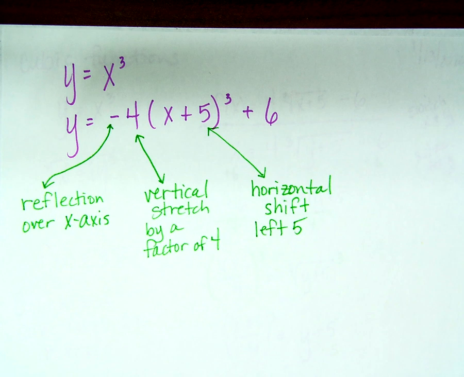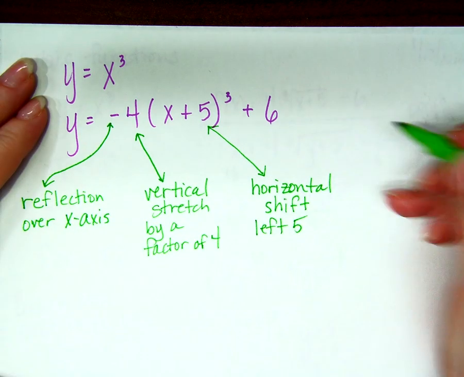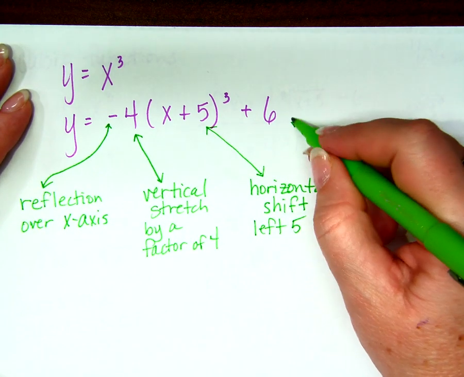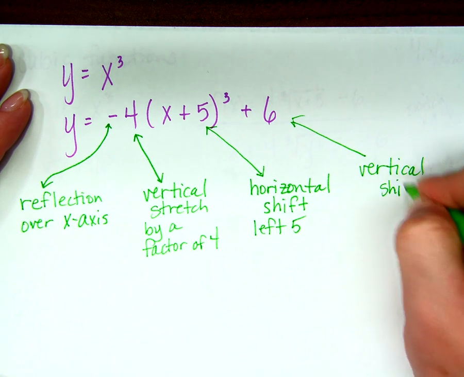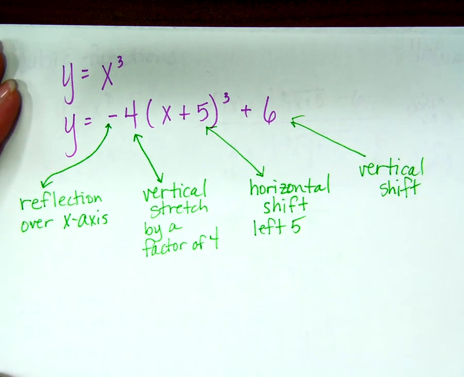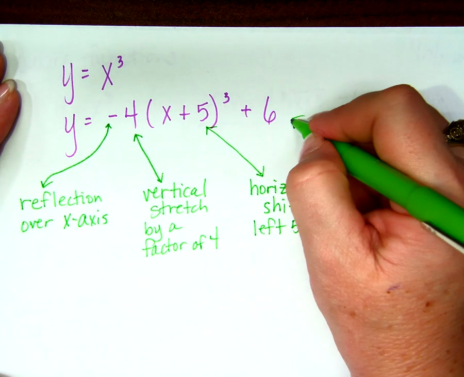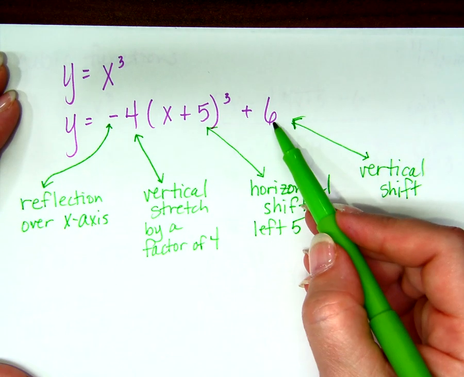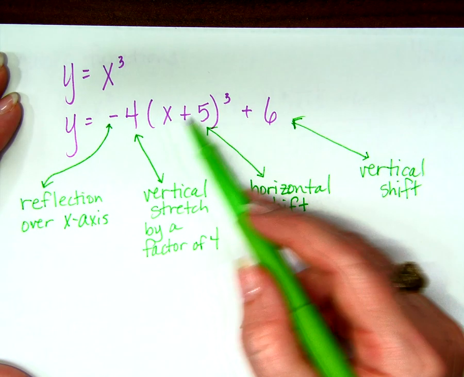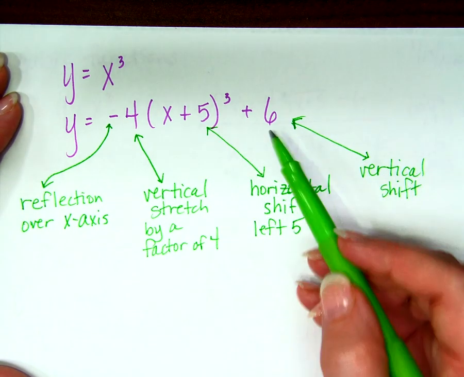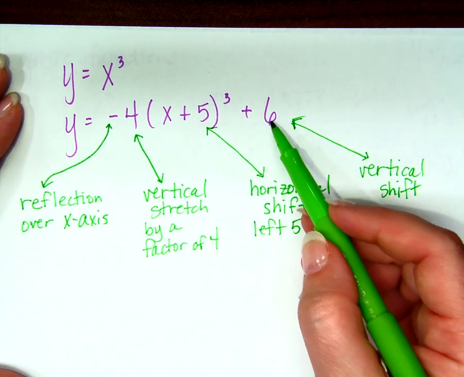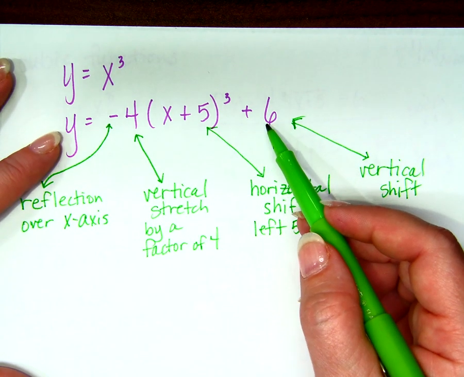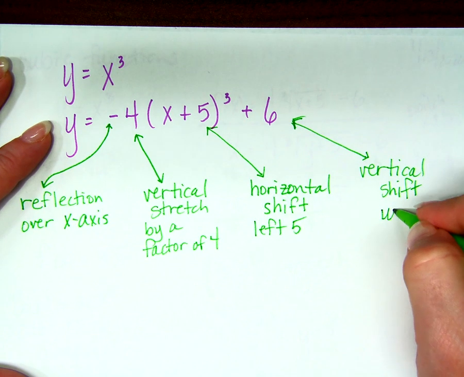And last but not least, good. So just to make sure that I can go through my little spiel real quick, the 6 is on the outside. Since it's on the outside of the function, that causes a vertical change. 6 is being added or subtracted, so it causes a shift. Since it's outside, it's going to move exactly like I think it should, which means it should go up 6.